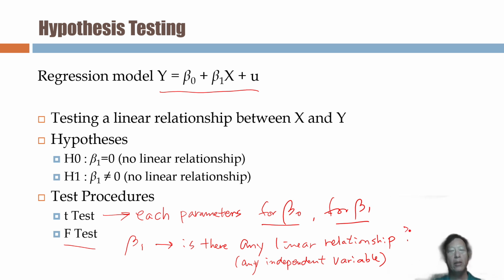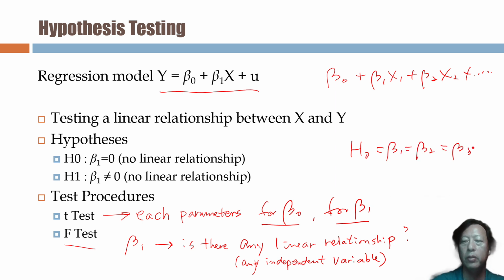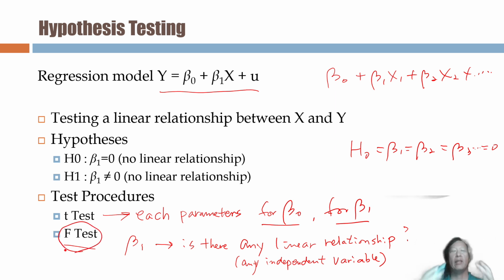So f-test is not only one by one. If you have multiple factors, then this will be something like b1 x1 plus b2 x2, right? So f-test is trying to find out, the null hypothesis will be beta 1 equals beta 2 equals beta 3 equals 0. So none of my independent variables has a linear relationship with the y. That's the f-test. So actually f-test is just trying to see our model at once.